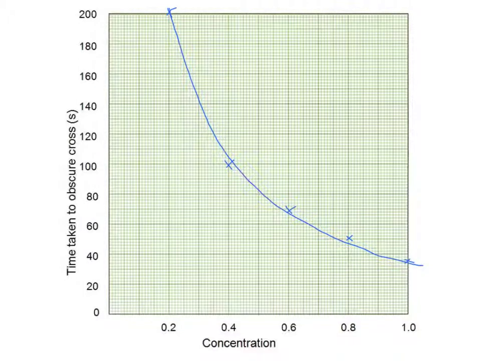And as we can see on this graph, if, for example, we double the concentration from 0.2 to 0.4, we halve the time taken for the reaction to take place. Therefore, we're doubling the rate. Looking at another set of data, if we double the concentration from 0.4 to 0.8, we're halving the time taken from 100 seconds to 50 seconds. In other words, we're doubling the rate. So it seems that if we double the concentration, we double the rate of reaction.